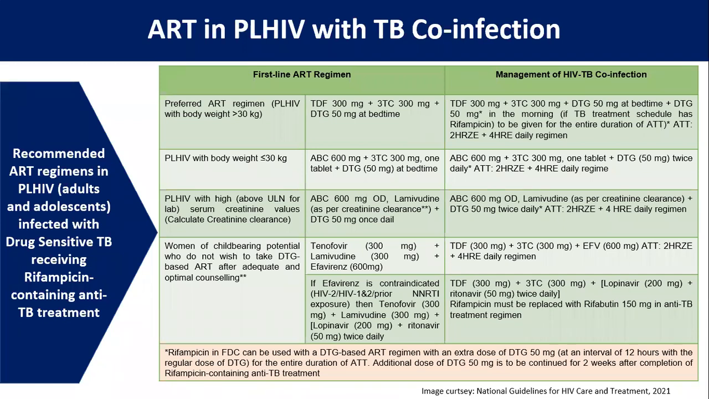Now, ART in PLHIV with TB co-infection. Any PLHIV weighing more than 30 kg, more than 10 years, the preferred regimen is DTG based, that is TLD. And here we can start rifampicin based ATT.